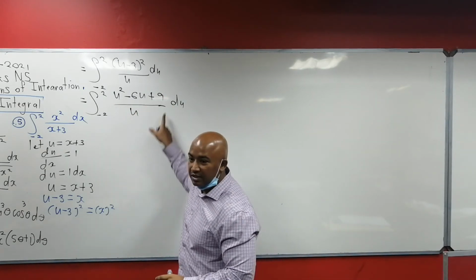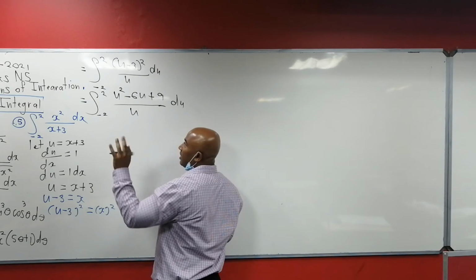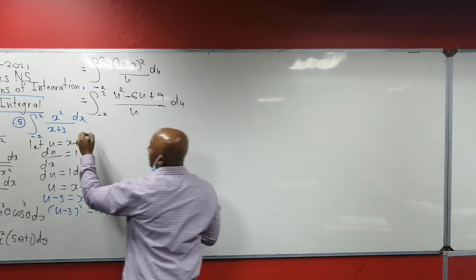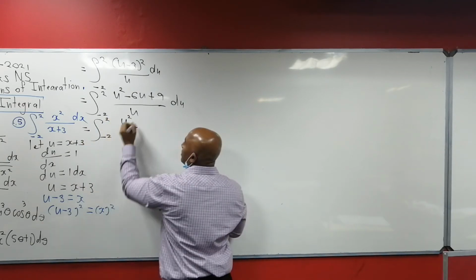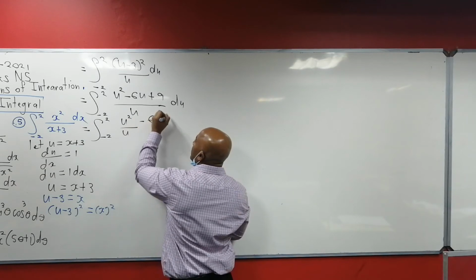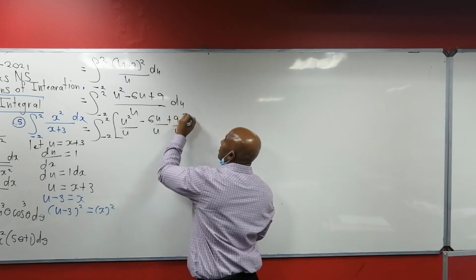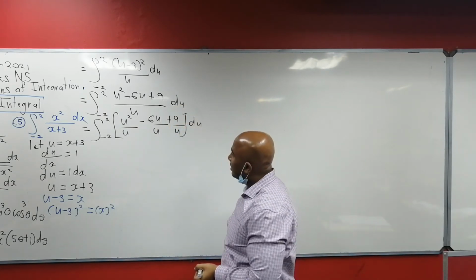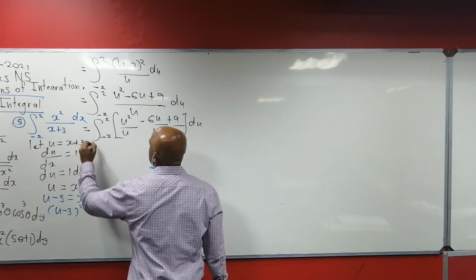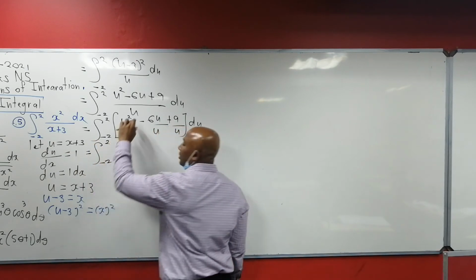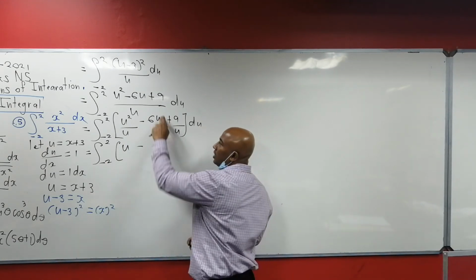Now you can see that this is not in standard form. I'm going to separate them into 3 fractions. How do I know 3 fractions? Because I got 1, 2, 3 terms in the numerator. So this is u squared over u minus 6u over u plus 9 over u du. Oh yeah, this is definitely a good example to do. So now we simplify u squared divided by u. That's just u. U and u cancel, that's 1.